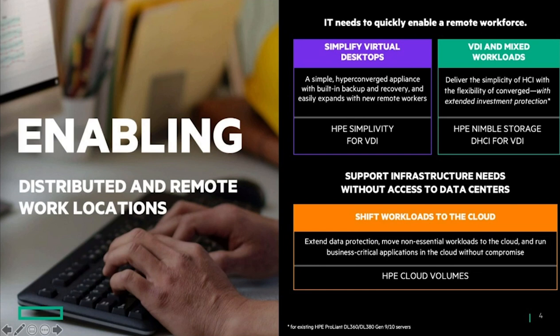Organizations that already own HPE ProLiant servers can extend that investment protection by simply converting their ProLiant servers into HPE Nimble Storage dHCI for their VDI deployments. We recently announced support for HPE GreenLake with Nimble Storage dHCI. And what that means is that customers can get VDI as a service on premises.